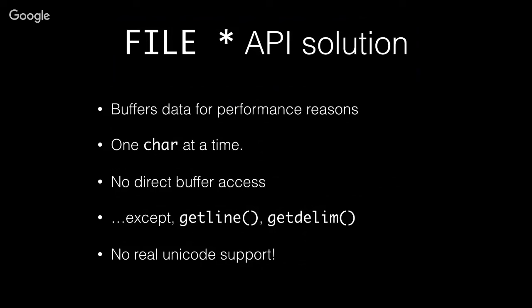That's about it. But we have these shortcuts, getline and getdelim, which actually know how the opaque file star struct is implemented underneath, and can look at the buffer data directly, so they can optimize off of that. It's in the same library, so it knows the implementation. But there's no real Unicode support. There's wide character support in some operating systems and not in others, and even then it's not true Unicode. And even UTF-8, it doesn't understand at all.